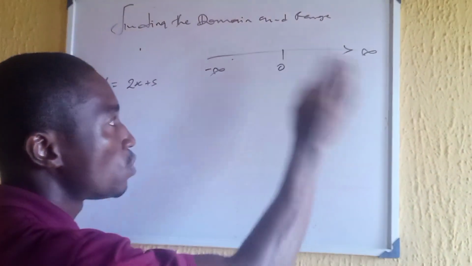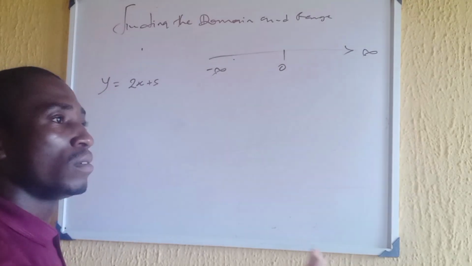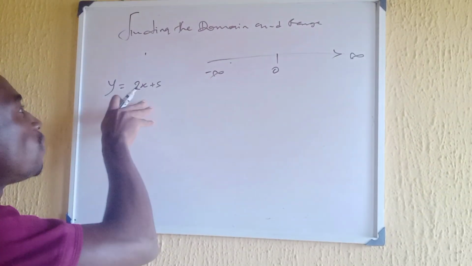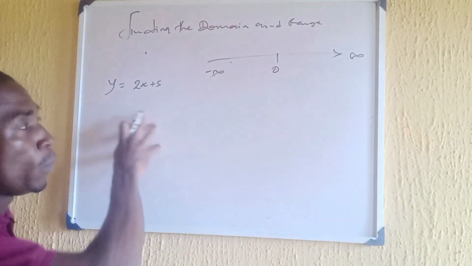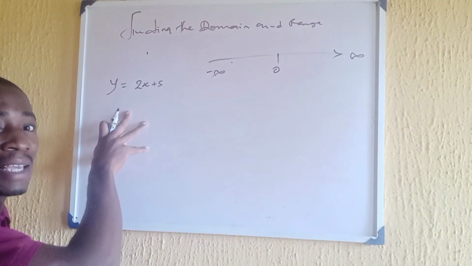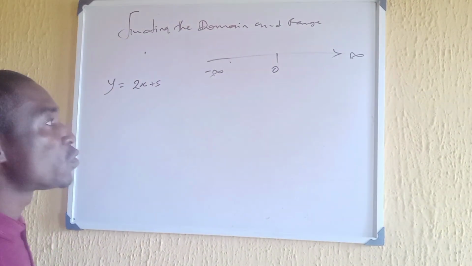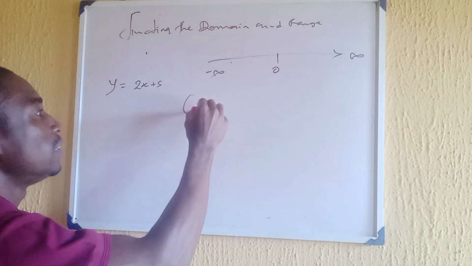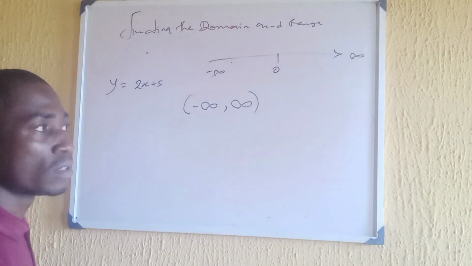Put 1, put 2, put 3, put 4, put 0, put minus 1. Keep going down towards negative infinity. You will discover that there is no value that this function cannot take as an input value. And when you begin to check for the range, you also realize that there is no value that this function cannot generate. So in that case, both the domain and range are negative infinity to positive infinity.